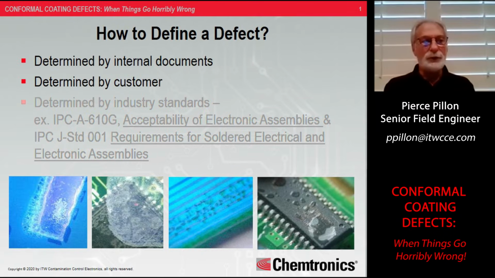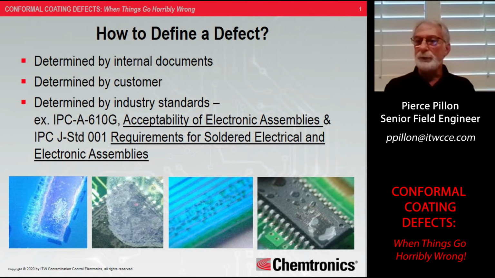They can also be determined by adoption, either in full or part, of industry standards. Two of them that are widely used out there in the manufacturing field are IPC A610 Revision G, the acceptability of electronic assemblies, and also the IPC J-STD-001. I believe it's Revision F that we're on now. And that's the requirements for soldered electrical and electronic assemblies.